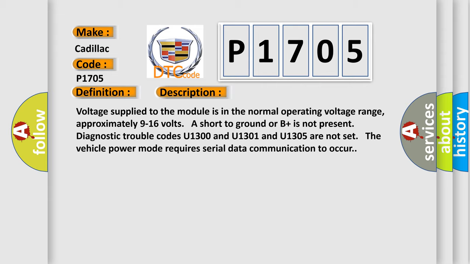Voltage supplied to the module is in the normal operating voltage range, approximately 9 to 16 volts. A short to ground or B+ is not present. Diagnostic trouble codes U1300 and U1301 and U1305 are not set. The vehicle power mode requires serial data communication to occur.